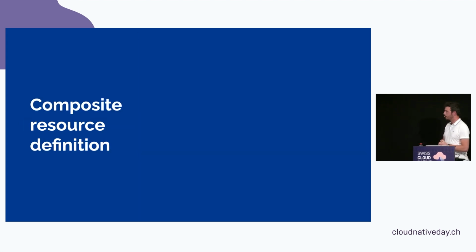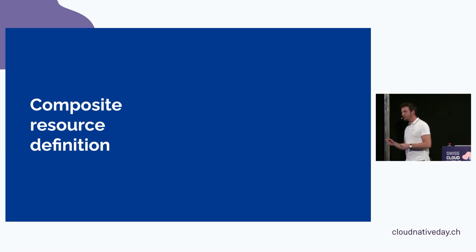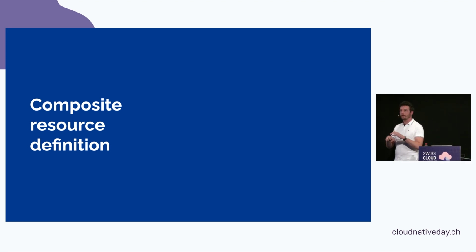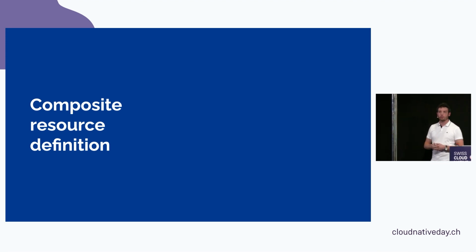Composite resource definition. This is where things get verbose. This is where your YAML files are going to explode. Because in a composite resource definition, what I'm doing is defining the interface between the platform team and the development team. And I do that using an OpenAPI schema, pretty much. So in this case, we said that we want our developers to care as little as possible about infrastructure. We want to give them eventually the possibility to specify the region of our database, nothing more than that. So this is going to be quite short and quite simple.